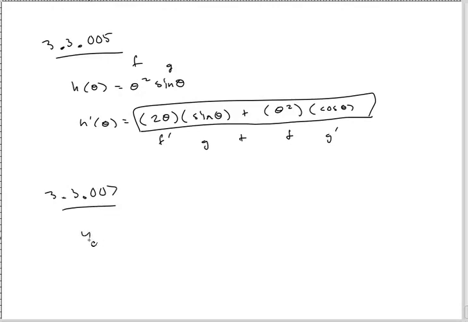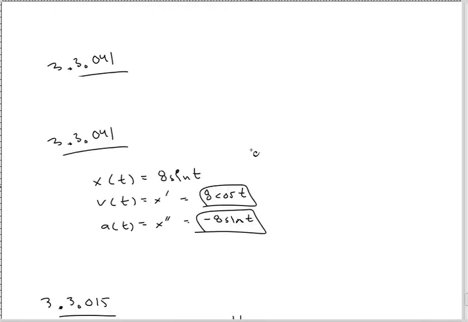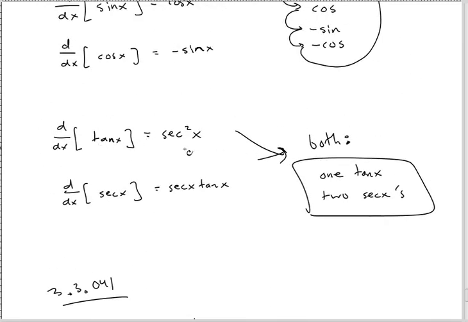3.3.00.7. Oh, we're going to be sitting here all day. So secant theta, tangent theta. Wow, I never saw that one coming. And so then, what's the derivative of this? Now you're thinking, oh, well, the derivative is secant. No. Look, the derivative of tangent is secant squared. Derivative of secant is secant tangent. It's expanding. It's making it bigger.